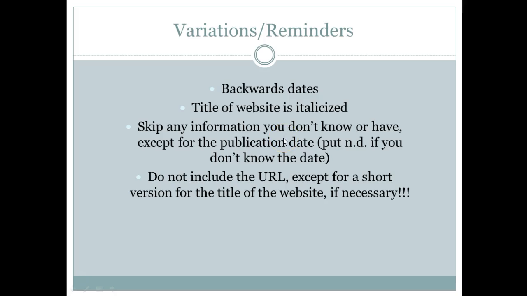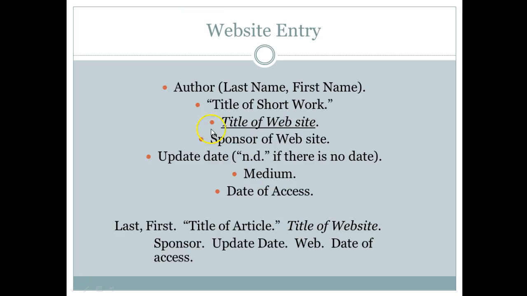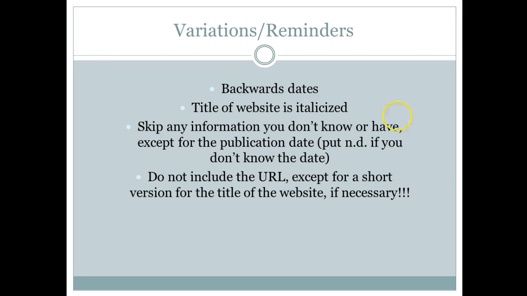Skip any information you don't know or have. So, for example, if you don't have the name of the author, we skip right to the next piece of information, which would be the title of the short work, which, if you remember, is also what you put in your parentheses in your in-text citation. The only one you don't skip is if you don't have a publication date. You need to put N period, D period, no date, if you don't know the date. The other one is you don't include the URL. You don't need to include that full URL anymore. Some citation generators or some style guides might say that that's optional, or they might put it in there, but you need to be smart enough to know you can take those out.